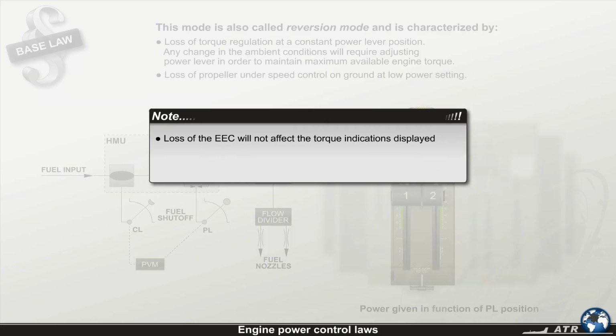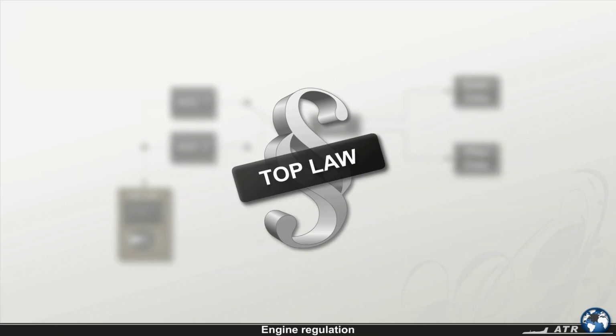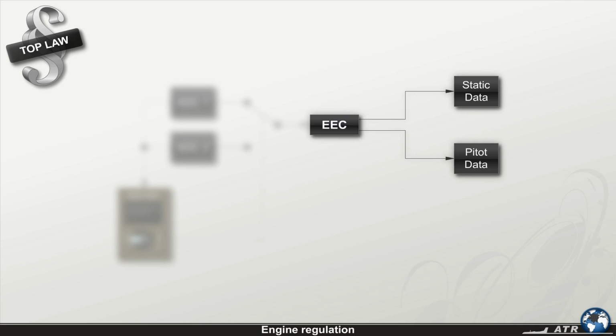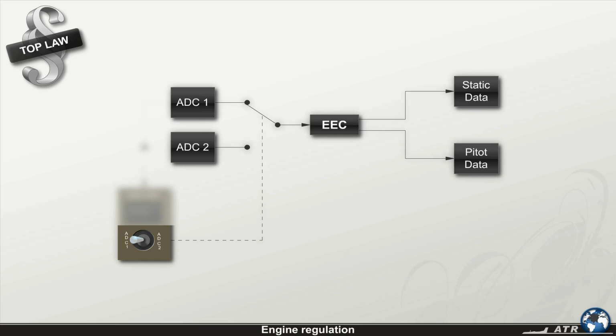Note that the loss of the EEC will not affect the torque indications displayed, both digital and analogic, and that the HBV is still monitored by the deselected EEC, thus ensuring the correct low-pressure compressor operation. The maximum engine power setting in the top law, or engine regulation, uses pitot and static data coming from the engine electronic control. The EEC data in normal operation comes from the selected ADC on the ADC switch. In case both ADCs fail, engine sensors will feed the EECs with less accurate information.